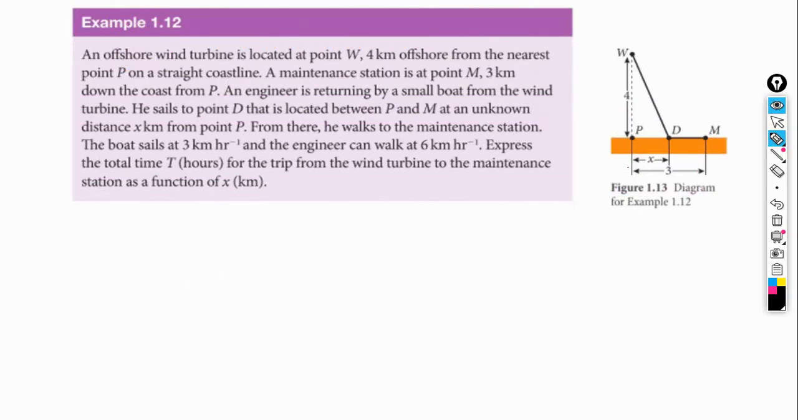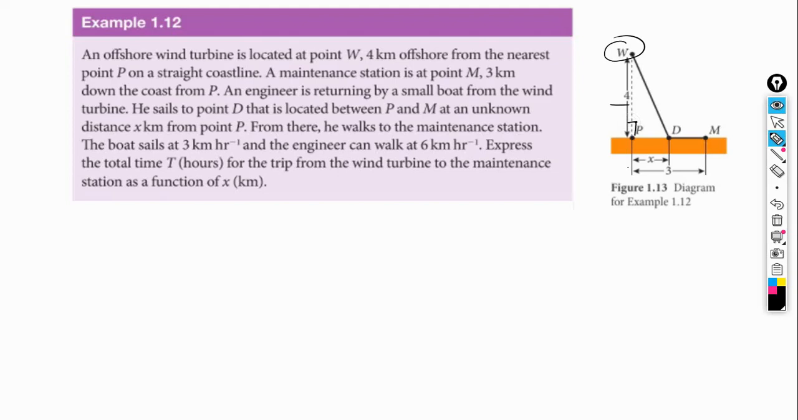Okay, so now we are in example 1.12, which is a word problem. And it says, an offshore wind turbine is located at point W. So this is point W, 4 kilometers offshore from the nearest point P on a straight coastline. Because it's the nearest point, that means that this has to be a right angle.